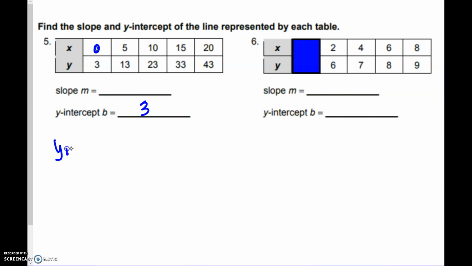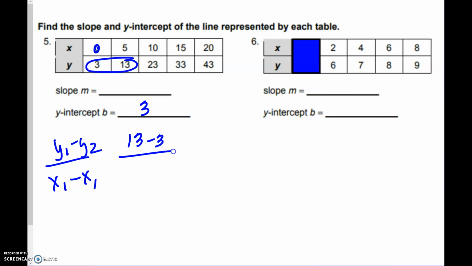And remember, we can take any two ordered pairs and subtract those y values. So it doesn't matter if you do the first one and the last one or the two that are right next to each other. Just make sure you take the y values and subtract. So this is what goes on top, 13 minus 3. And because I did 13 minus 3, I have to do 5 minus 0 on the bottom. So 13 minus 3 is 10. 5 minus 0 is 5. So 10 divided by 5 is 2. So the slope is 2.